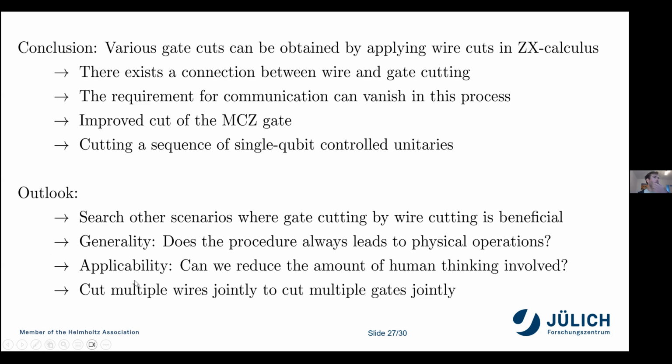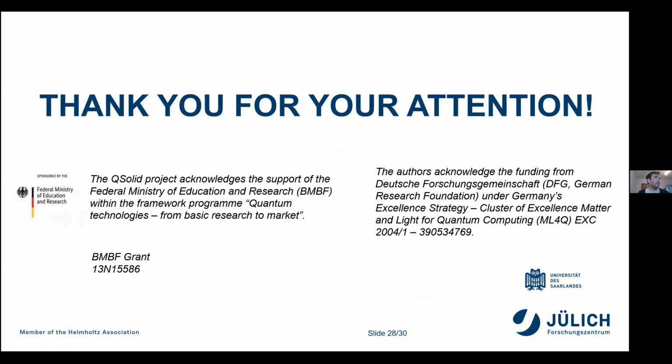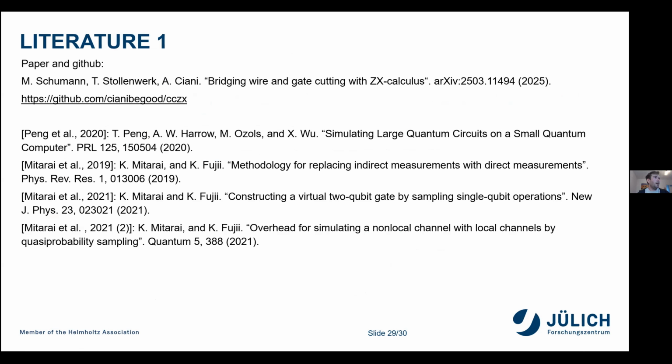And finally, there's some literature on that if you cut multiple wires together, it is cheaper than to do it one by one. And the same is true if you cut multiple gates together. And so now we wonder if we could extend our approach to cut multiple gates together by cutting multiple wires together in ZX calculus. Yes, that's basically it. And I also have 2 slides of the literature in case someone wants to see the papers.